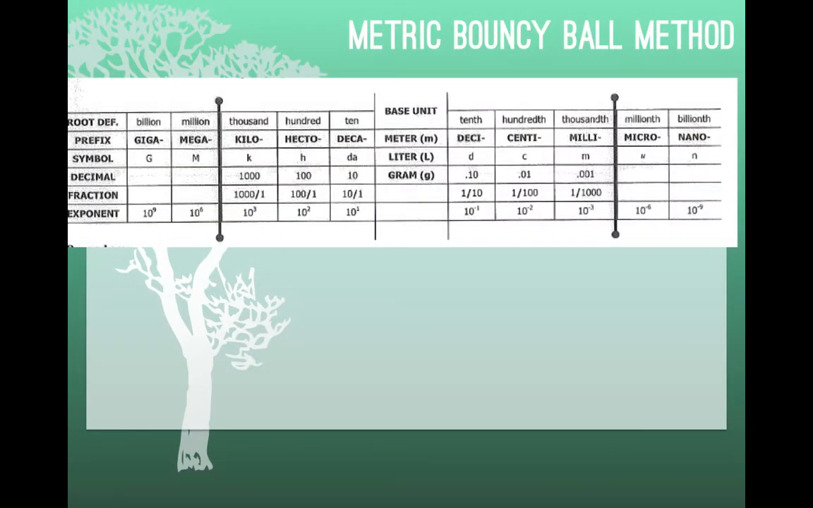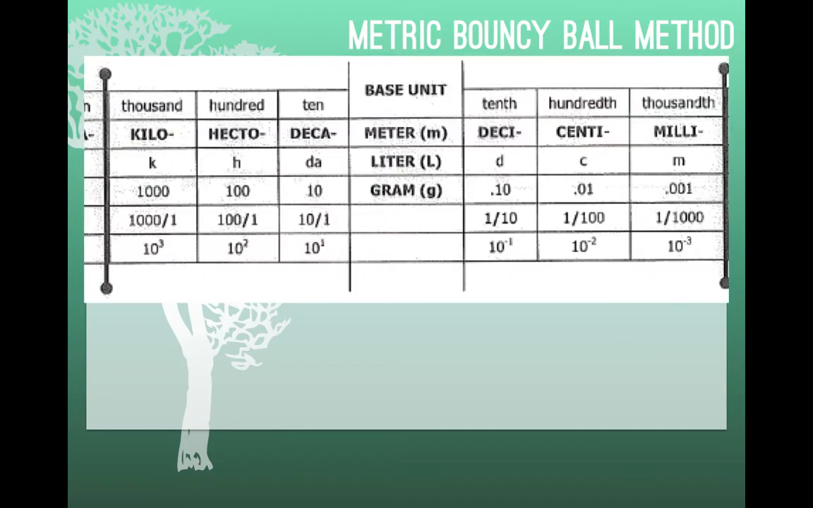All right, so I want to teach you the bouncy ball method for solving metric problems. And so, in your white lab book, on page 53, you have this chart. And what you're going to use is this chart to solve how to go between different units in the metric system. And so, I blew it up. There you go, so you can see it a little bit better.